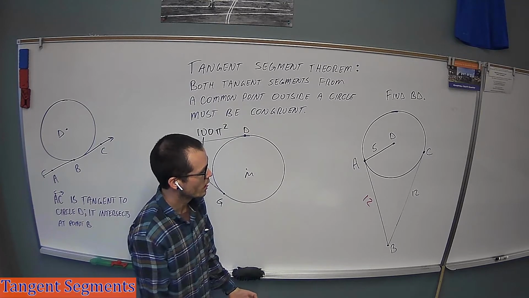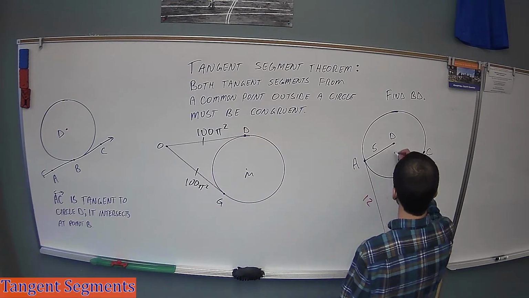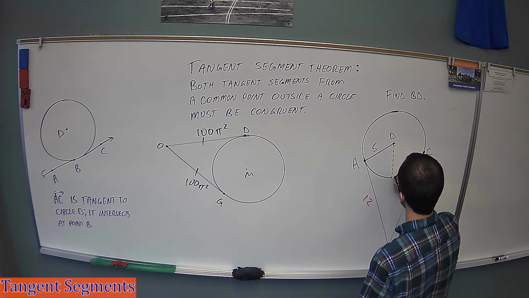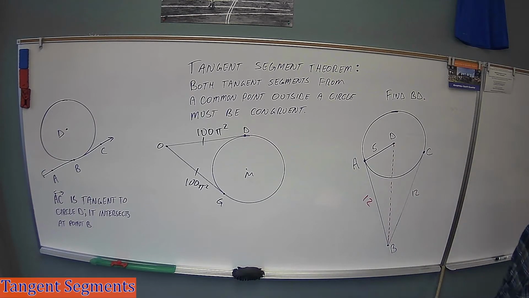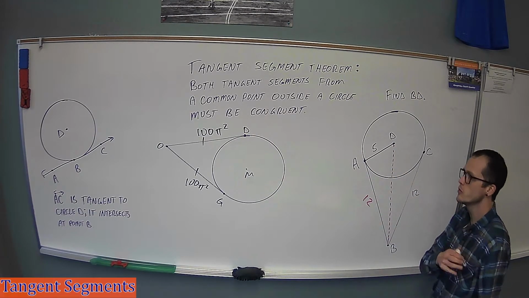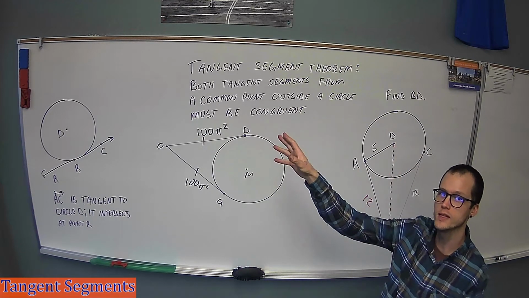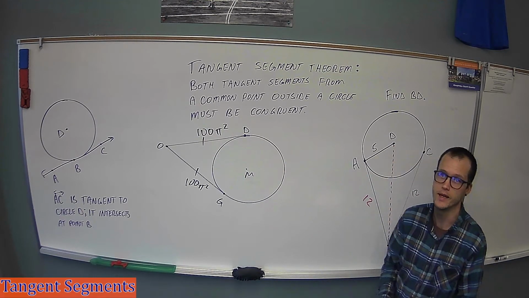And BD, I'm noticing that line isn't even on here yet, so let's put it on. I'm just going to do a dashed line here. All right, cool. And we're trying to find that length. Well, I'm noticing a triangle has developed. So that seems nice.